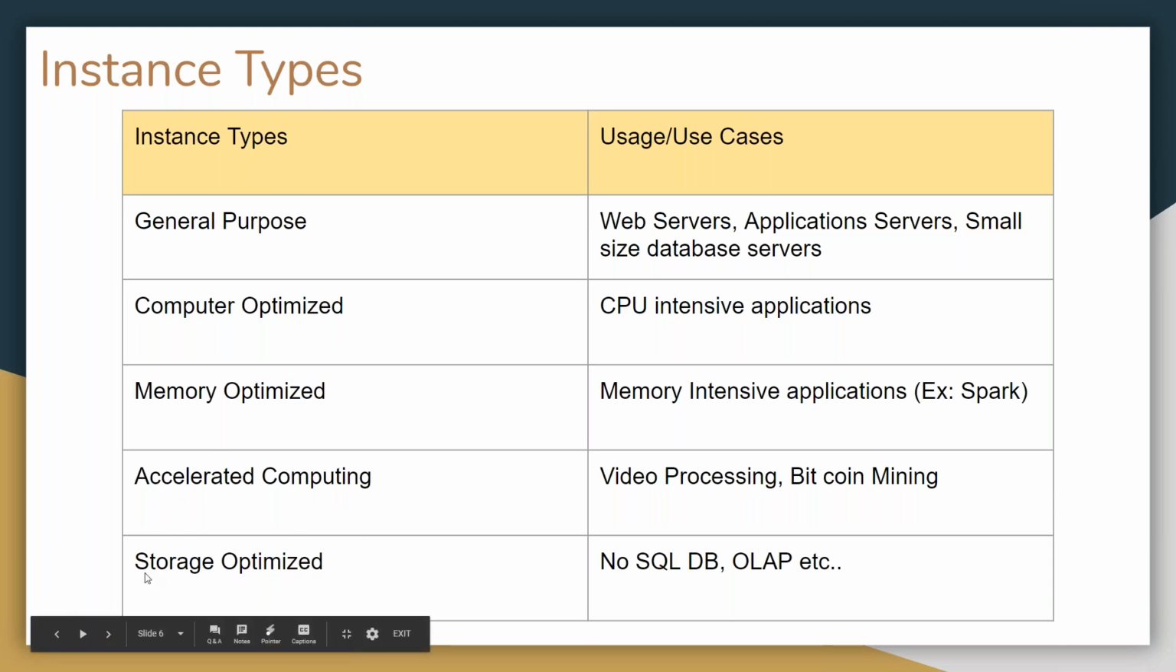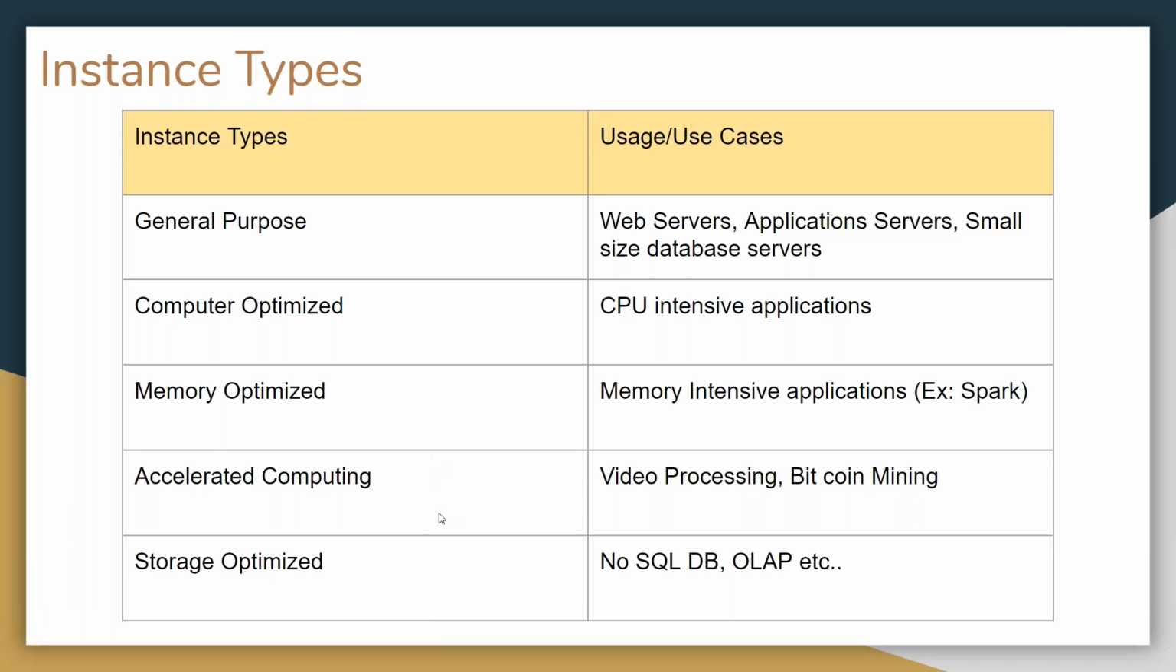Then we have storage optimized where, let's say, NoSQL databases like MongoDB or something like that you want to install, you can go with the Amazon storage optimized instance types.